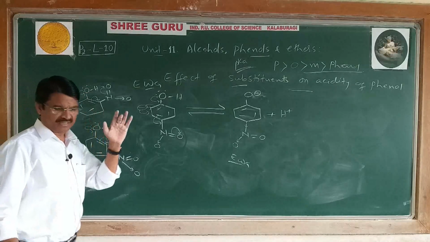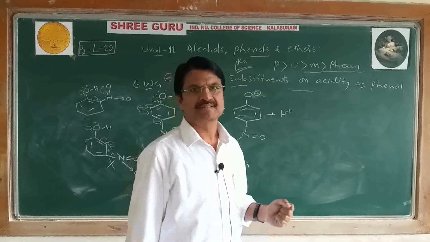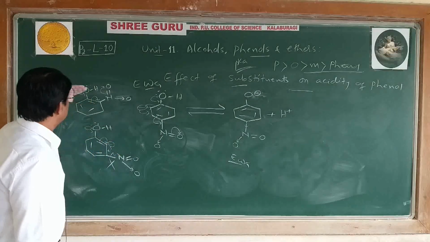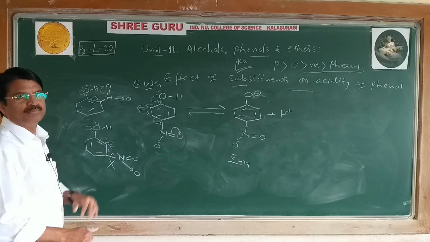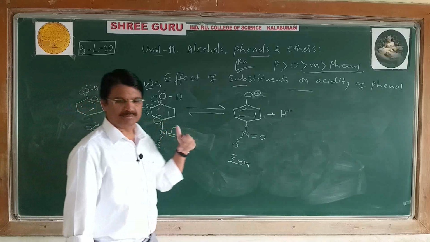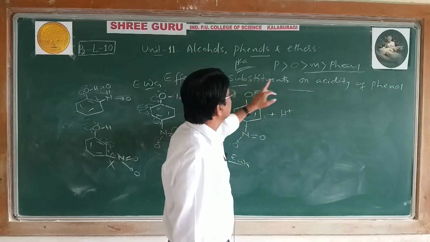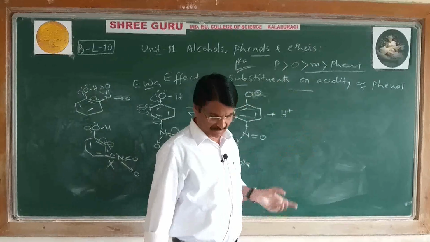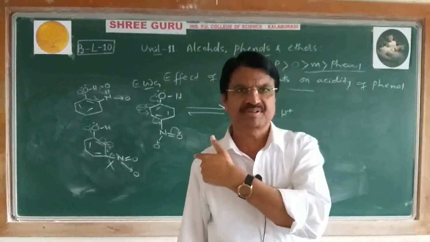Among the three, meta nitrophenol is least acidic and para nitrophenol most acidic, because of the higher number of resonating structures in para, fewer in ortho, and least in meta. That's why para is most acidic and meta least acidic. But all the nitrophenols are more acidic than phenol. That's why it is written here that phenol is least acidic compared to ortho, meta, para. But remember the order para, ortho, meta in case of nitrophenols.